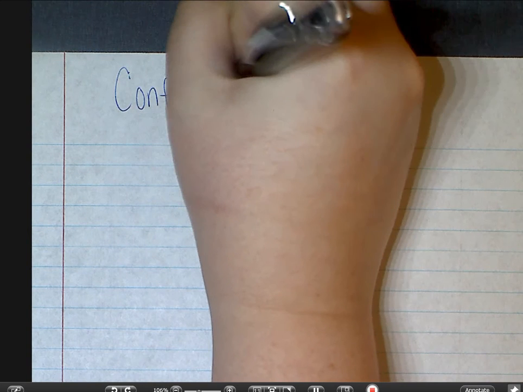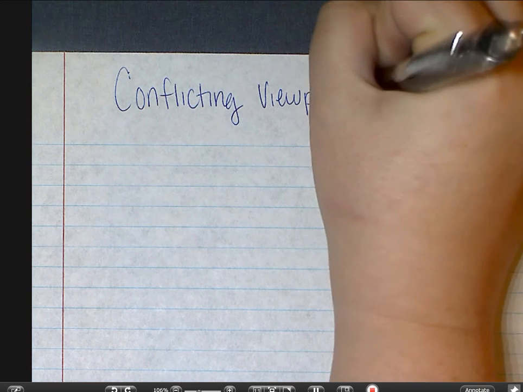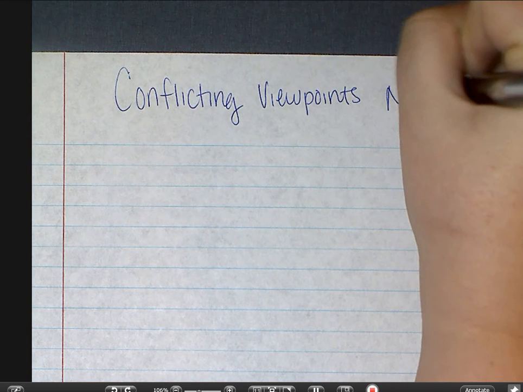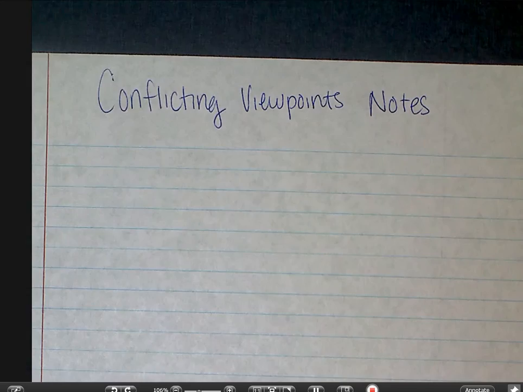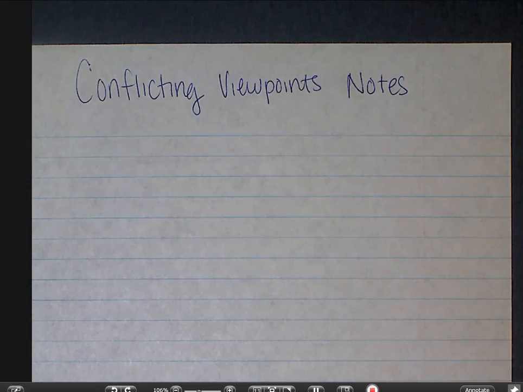Okay, so at the top of your paper, I want you to write conflicting viewpoints notes. Yeah, just your normal pen. You can write it in a color if you want to, I don't care. Sure. It's a Sharpie, but that's fine.